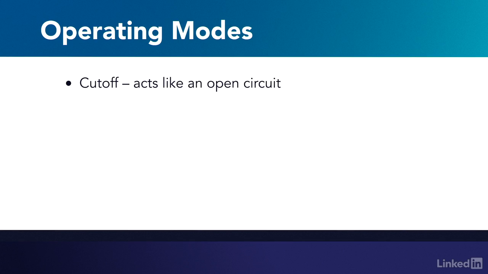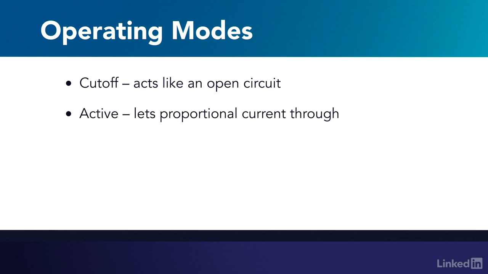A PNP transistor has the same three operating modes as an NPN. In cutoff mode, it acts like an open circuit to block current between the emitter and collector. In the active mode, it lets some amount of current through, proportional to the base current. And in the saturation mode, it acts like a short circuit, allowing current to freely flow between the emitter and collector.